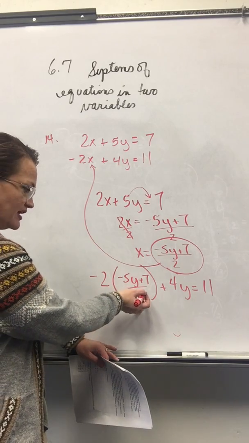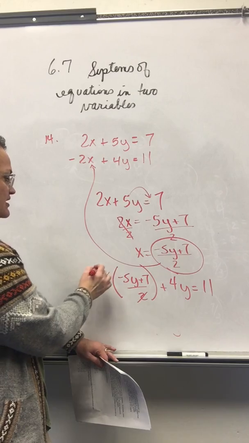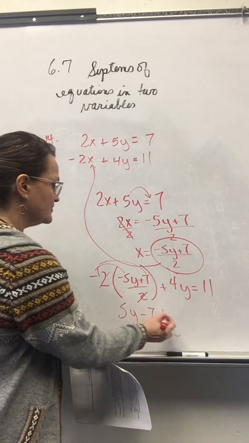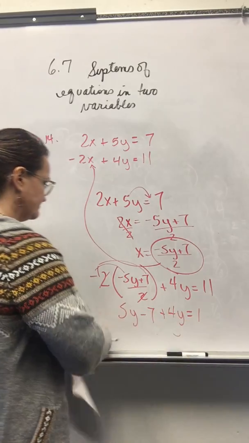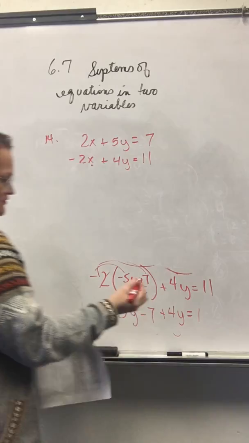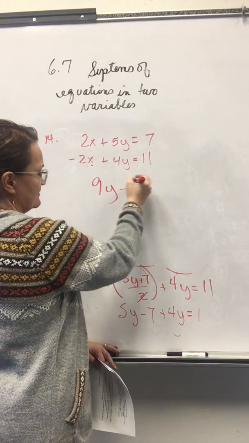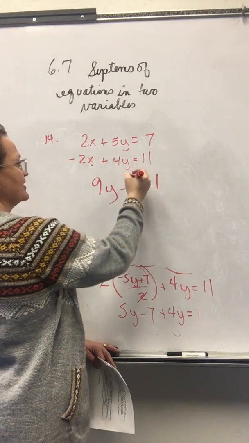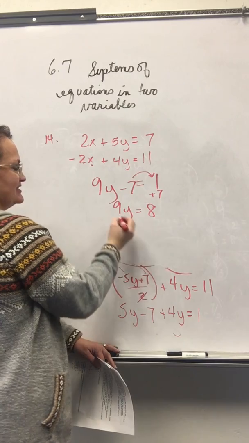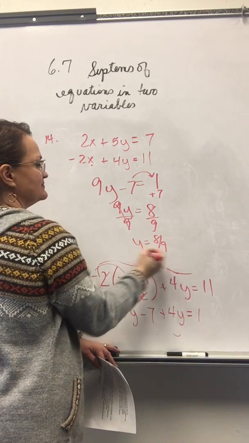So notice, good thing here is the 2's cancel. It does leave a negative sign that needs distributed. So the negative sign distributes, makes 5y minus 7 plus 4y is 11. All right, so I've got 5y and 4y, which is 9y, minus 7 equals 1. It's a fraction again. 9y equals plus 7, which is 8. Dividing by 9, y equals 8 ninths.